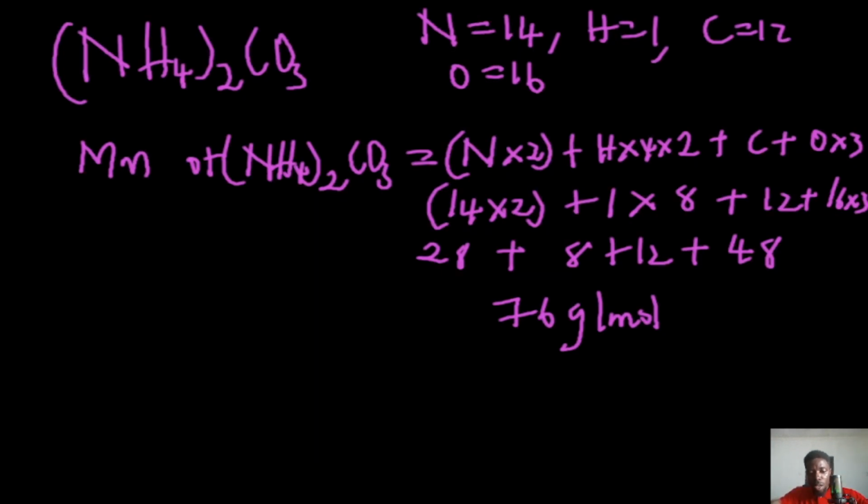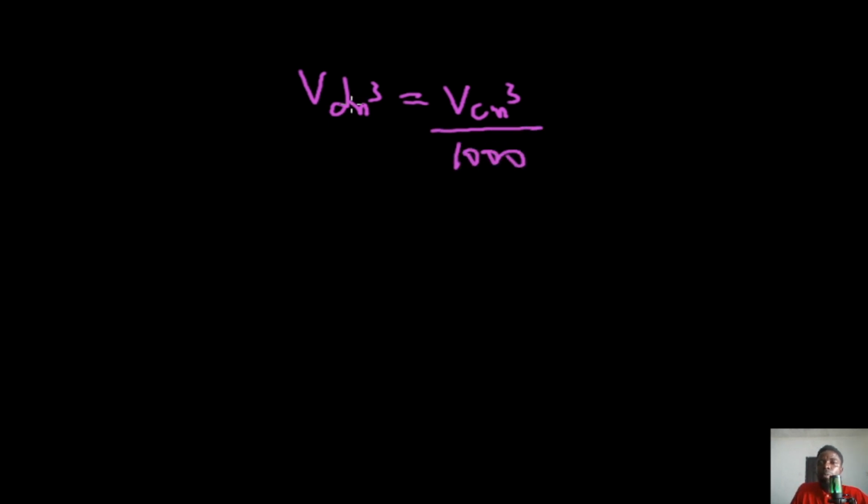Now, if for instance you are given a question and instead of giving you the volume in dm cube, it was given in cm cube. It's very simple. Note that volume in dm cube is simply related to volume in cm cube by v in cm cube divided by 1000. So anytime you are given a particular volume in cm cube and asked to find its equivalent in dm cube, divide by 1000, which means v in cm cube is going to be equals volume in dm cube multiplied by 1000.